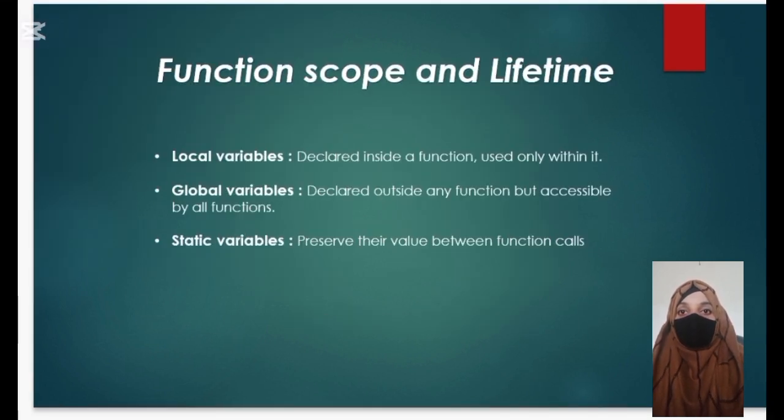Function scope and lifetime. There are three types of variable in function. First one is local variable. Local variables are declared inside a function and used only within it. Global variables. Global variables are declared outside any function but accessible by all functions. Static variables. Static variables preserve their value between function calls.